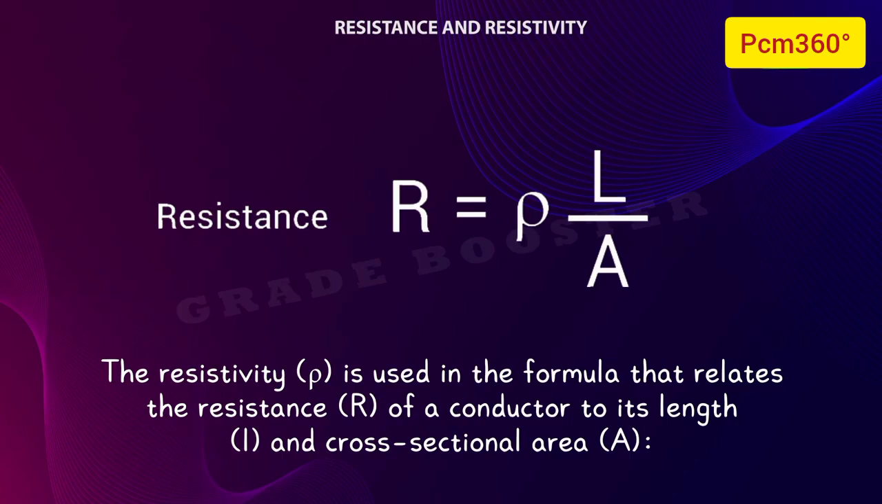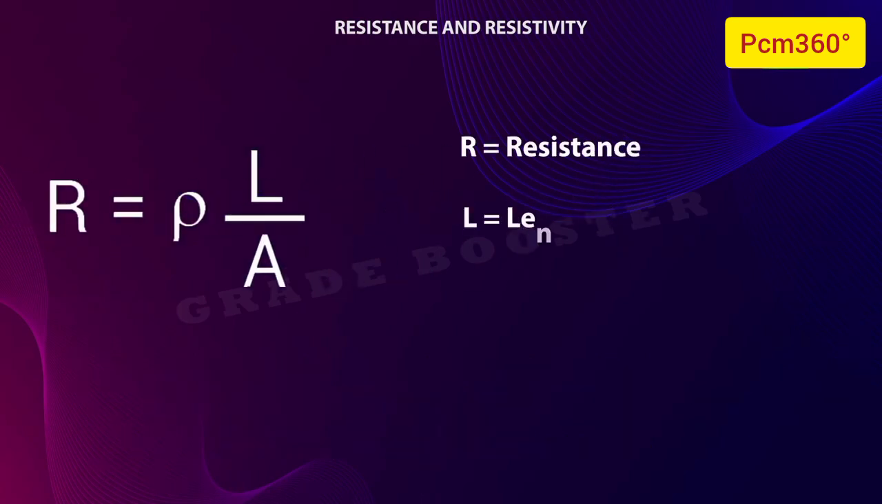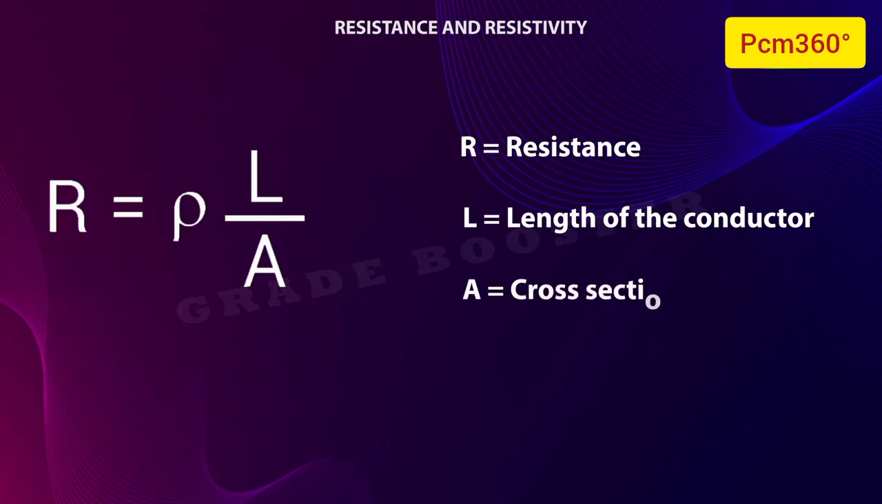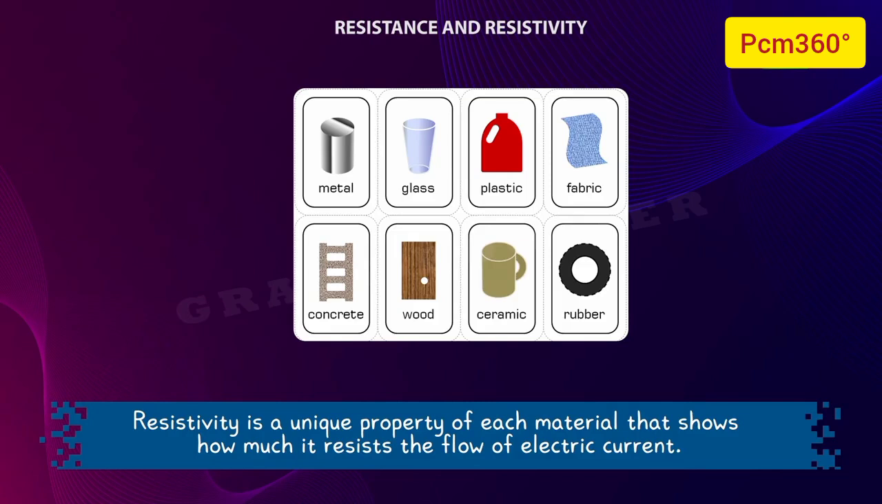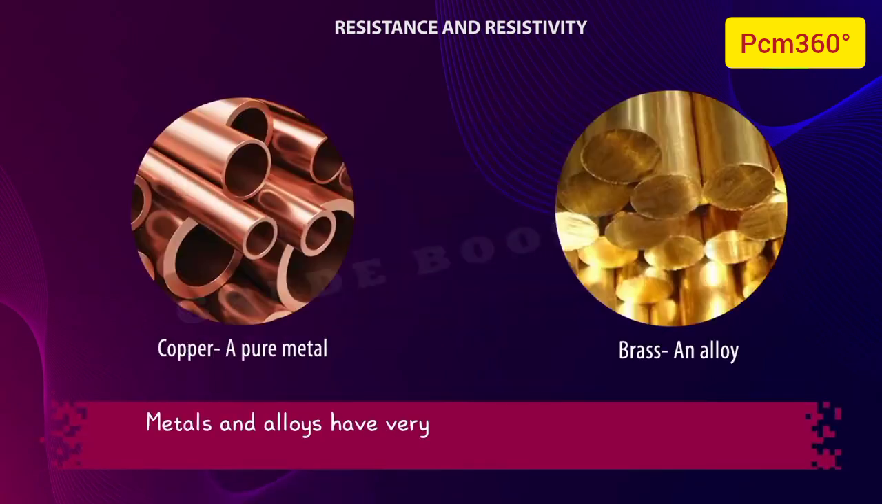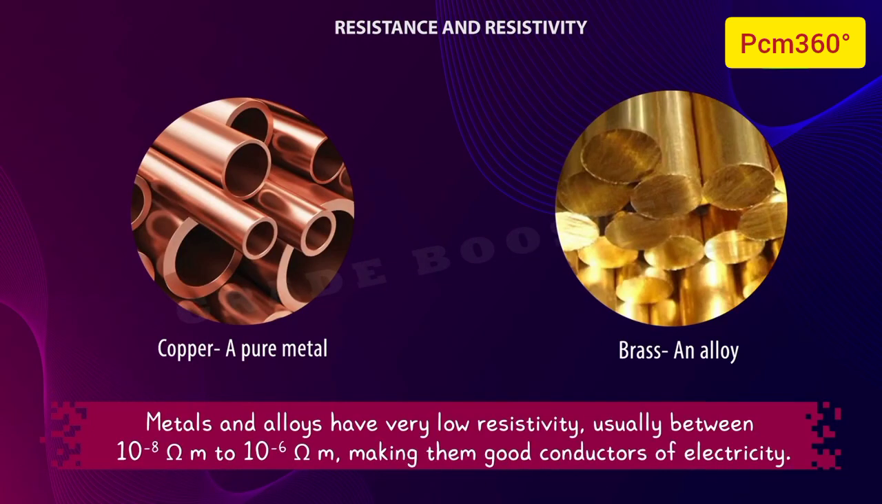In this formula, R is the resistance, L is the length of the conductor, A is the cross-sectional area, and ρ, resistivity, shows how much the material itself opposes the flow of current. The SI unit of resistivity is ohm meter. Resistivity is a unique property of each material that shows how much it resists the flow of electric current. Metals and alloys have very low resistivity, usually between 10 to the power minus 8 ohm meter to 10 to the power minus 6 ohm meter, making them good conductors of electricity.